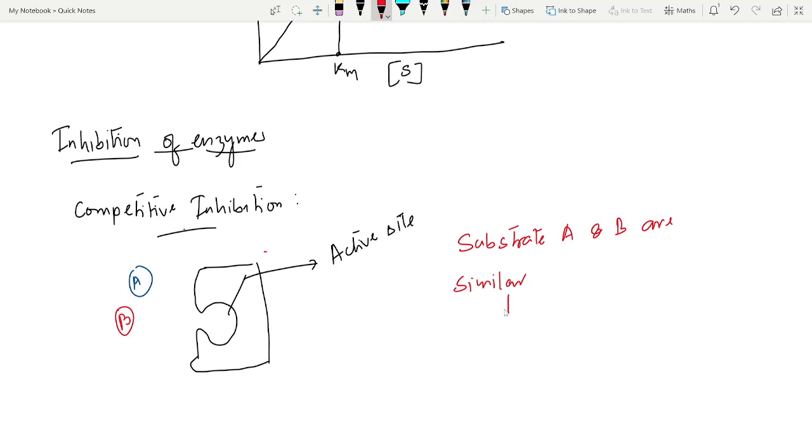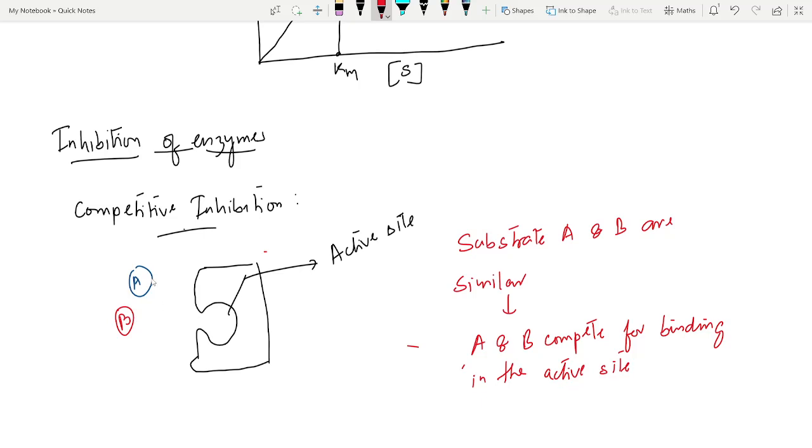what will happen then is that A and B may compete for binding in the active site, right? It's like competing for the same position, right? For example, you're giving an entrance exam, and there is only one seat left. So A and B are the two candidates, right? They're aiming for the same seat. So will they not compete with each other, right?